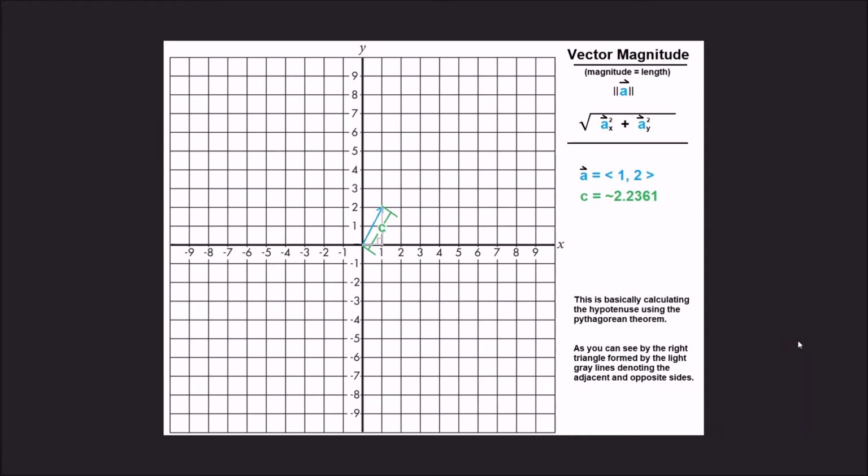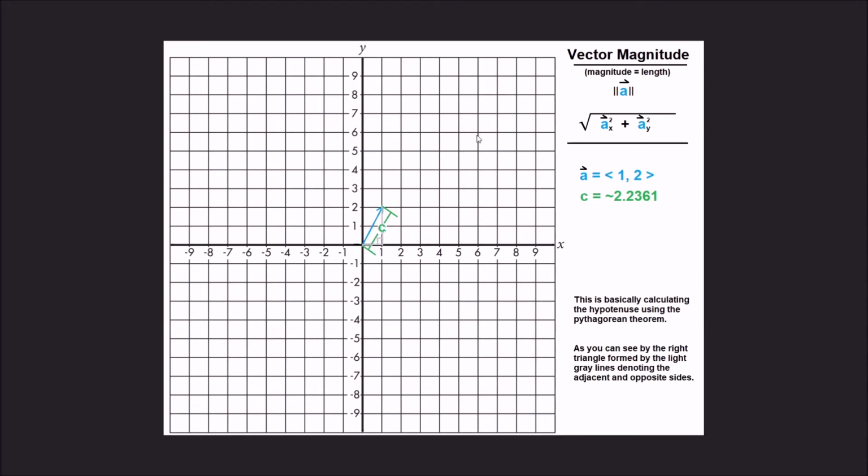Hi everyone. In this video, I'm going to discuss the vector's magnitude. I briefly discussed this in the first vector video that I had done. And basically the magnitude is equal to the length of the vector. In other words, we're going to calculate C here, which will be the length.